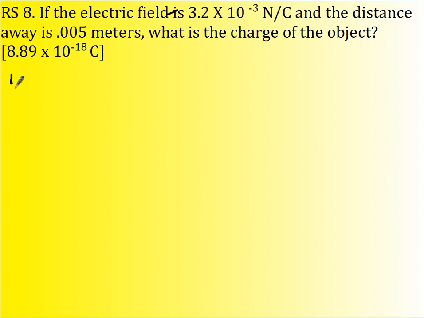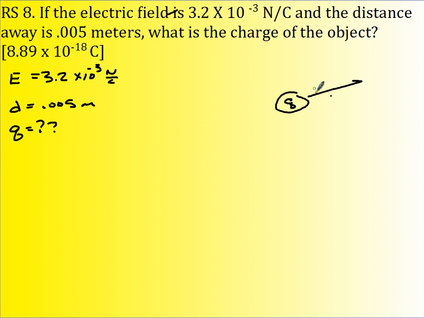Now, what if you have an electric field of 3.2 times 10 to the negative 3 newtons per coulomb? And in this case, we give you D, it's 0.005 meters. What's the charge? Okay, we're looking for Q. It's the same situation. You have Q, you're a distance D away from it. It has some strength of electric field. And I know E is KQ over D squared. So let's solve this for Q.